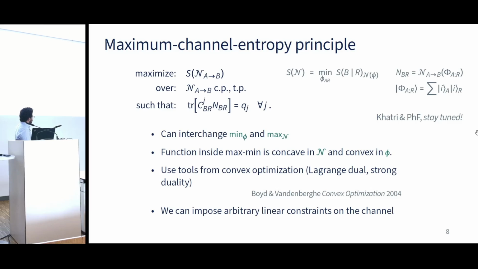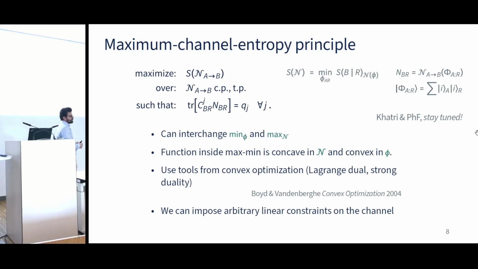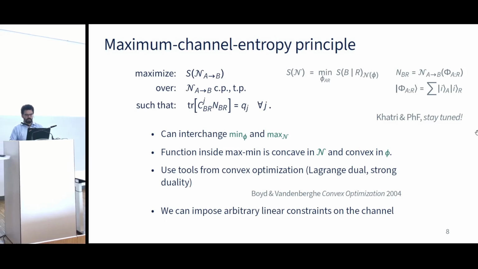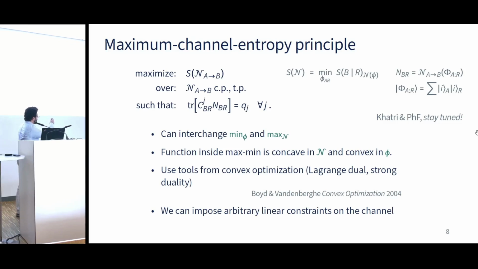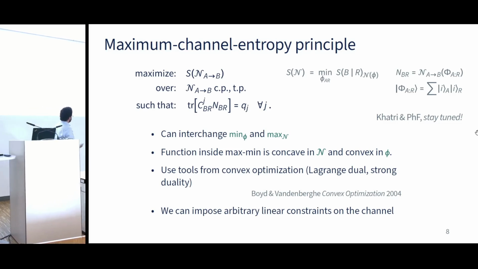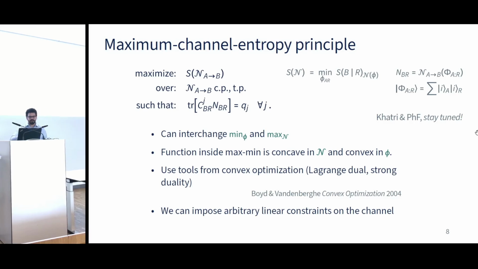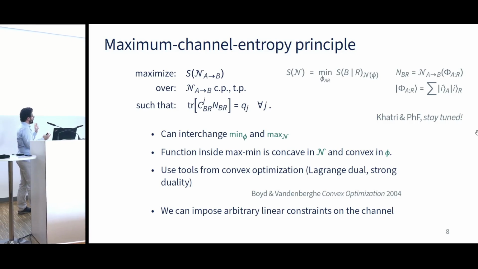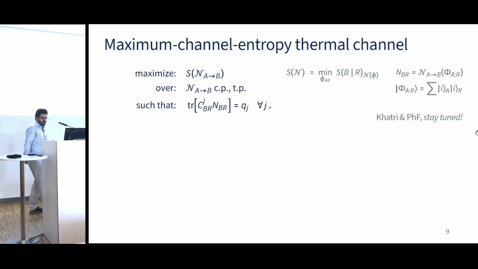Right, and then again, I've said this already, that we can impose really arbitrary linear constraints on this channel. These Choi matrices could encode anything you want. It could be anything from, for all input states, I need to have a certain output expectation value, to a fidelity to some channel, or you want proximity to the identity channel, you can just take the overlap with the maximally entangled state between B and R. So this is really a general set of linear constraints on the channel.